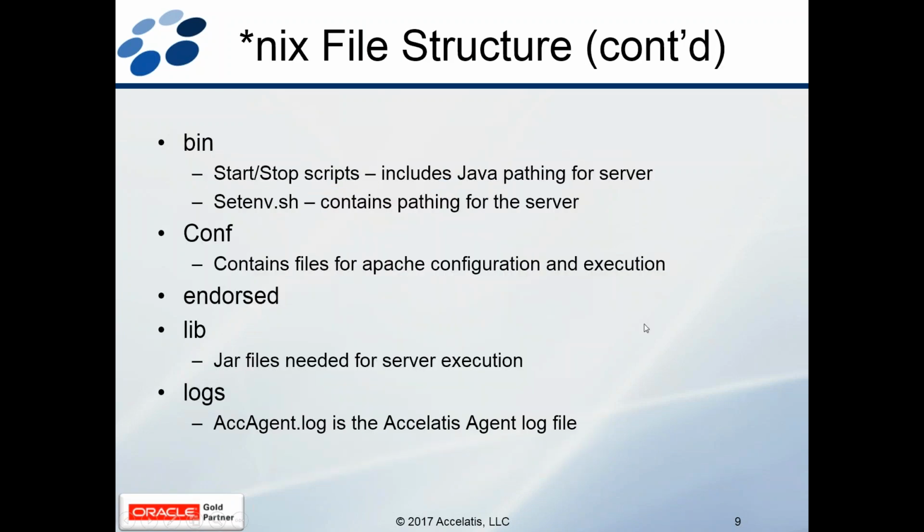And other than that, really, the bin directory contains your stop and start scripts, including some Java pathing for the server in those stop start scripts, just in case that ever changes. There is also a setenv.sh, which contains pathing for the server. There's a configuration directory here that contains configuration files for Apache. Normally you don't have to touch that, but in the case that you might need to make some modifications, that's where the configuration files reside. There is an endorsed file that I can't even tell you what's in there, but there's a couple of files that we do need to run. You will probably never need to look in there.